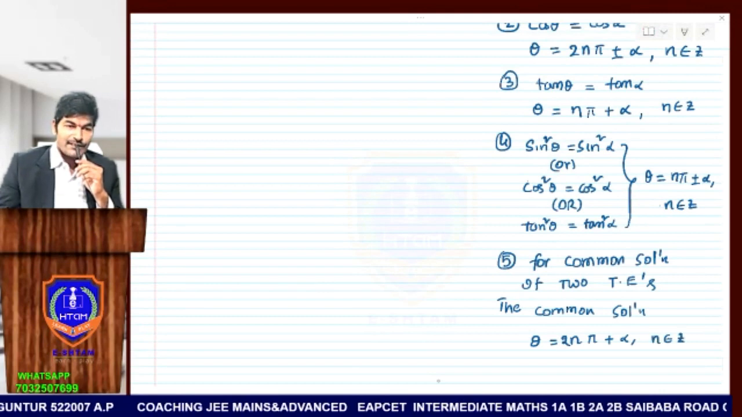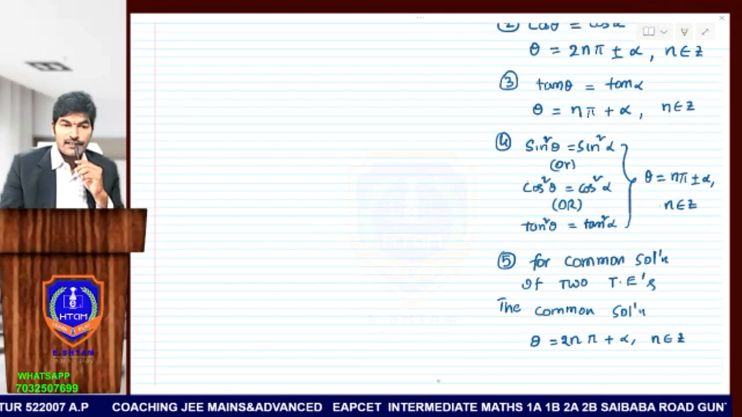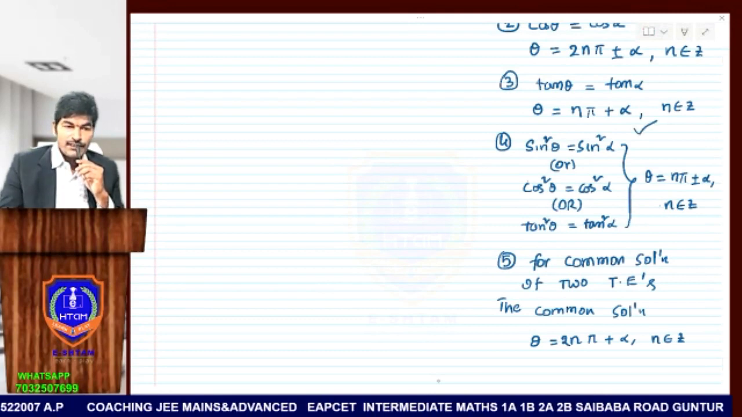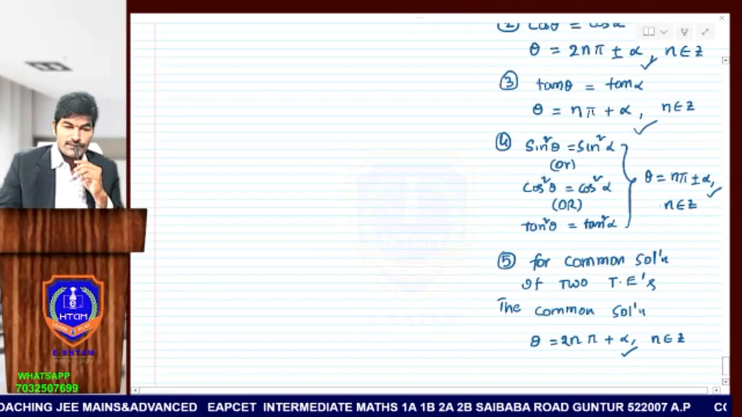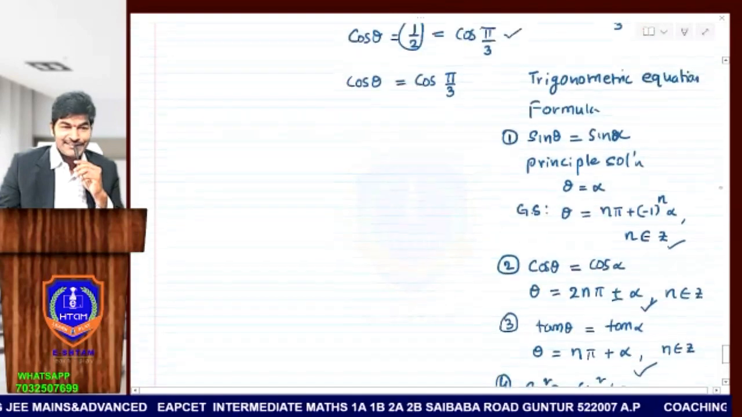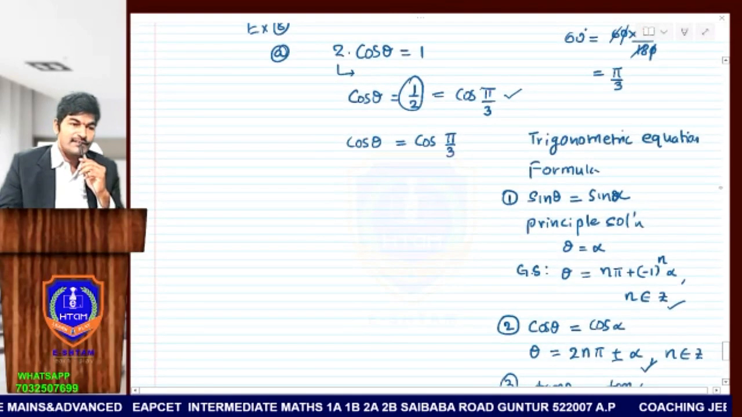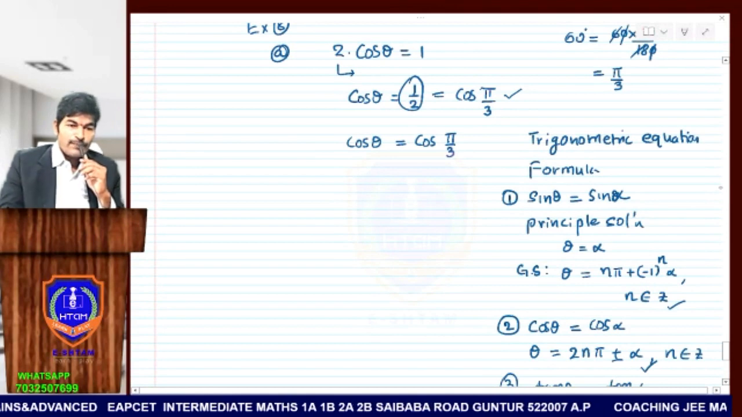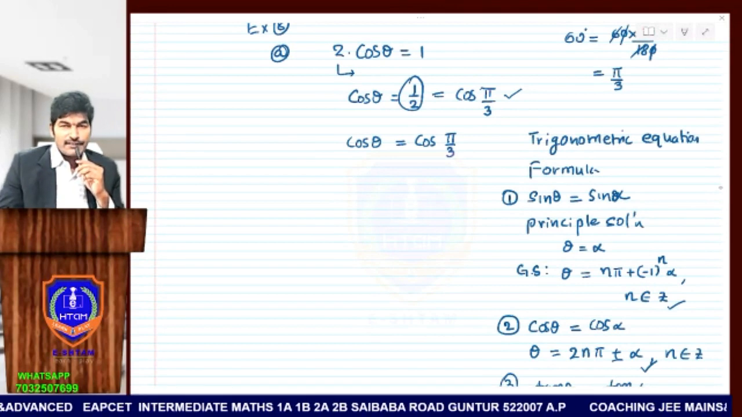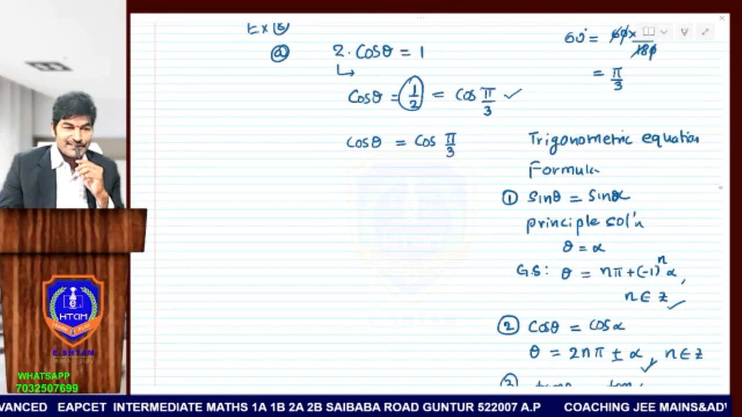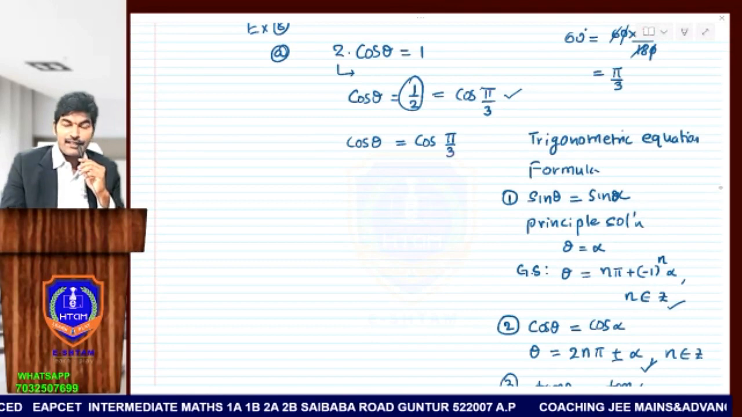And don't get confused, because here tan theta equal to tan alpha, then theta equal to n pi plus alpha. If it was the square terms, then n pi plus or minus alpha. Don't confuse here. And also for cos theta equal to cos alpha, 2n pi plus or minus alpha. For the common solution, it is 2n pi plus alpha. Understood? So write down and thoroughly practice these formulas. If possible, write down each one 10 times or 100 times. It will depend upon your learning strategies. But after learning these, it will be very easy to identify the answers.